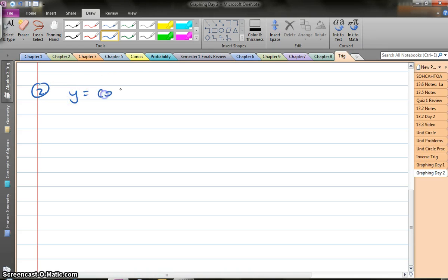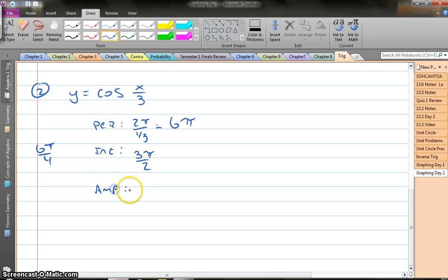Y equals the cosine of x over 3. So now we have our period and my interval. Remember your period is 2 pi over b. So in this case, it's 2 pi over 1/3, because 1 over 3 is my b value. So 2 divided by 1/3 gives me 6 pi. So now my interval is 6 pi over 4, right? It's always the period over 4, which gives me 3 pi over 2 as my interval.